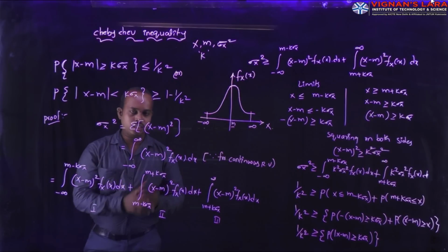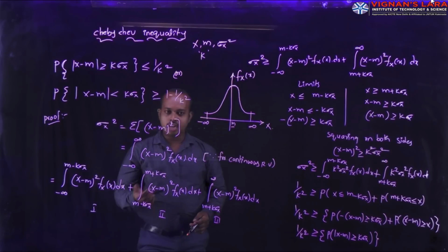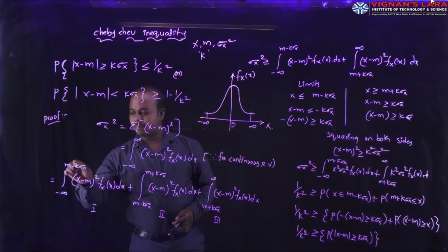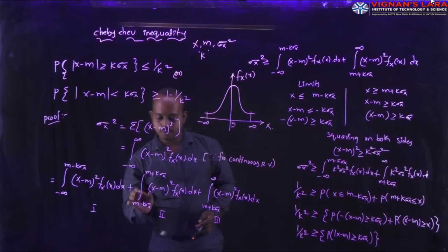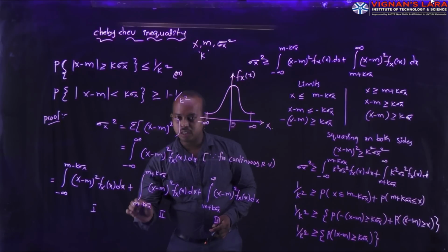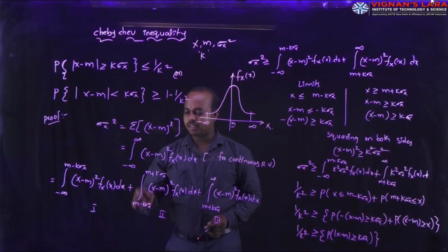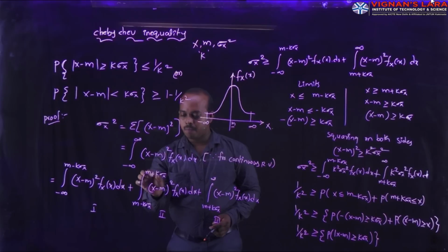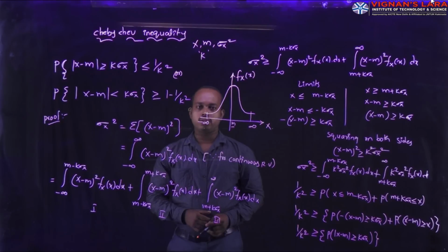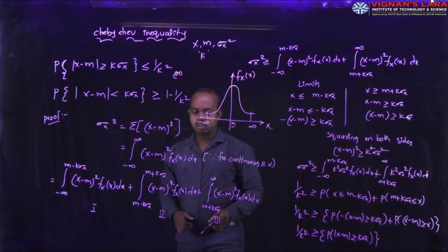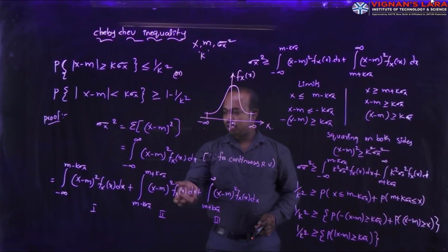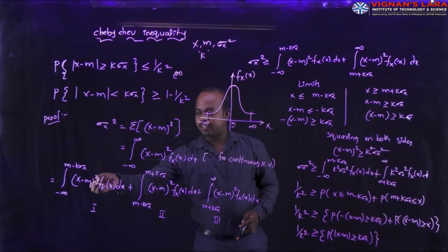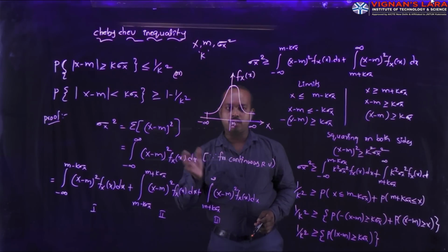Coming to the second term. The second term starts from the ending of the first one. The ending of the first one is m minus k sigma_X, and the same limit is written as the start of the second term. The higher limit is the plus quantity, m plus k sigma_X. After that, you rewrite the same function in the integration for the second term.